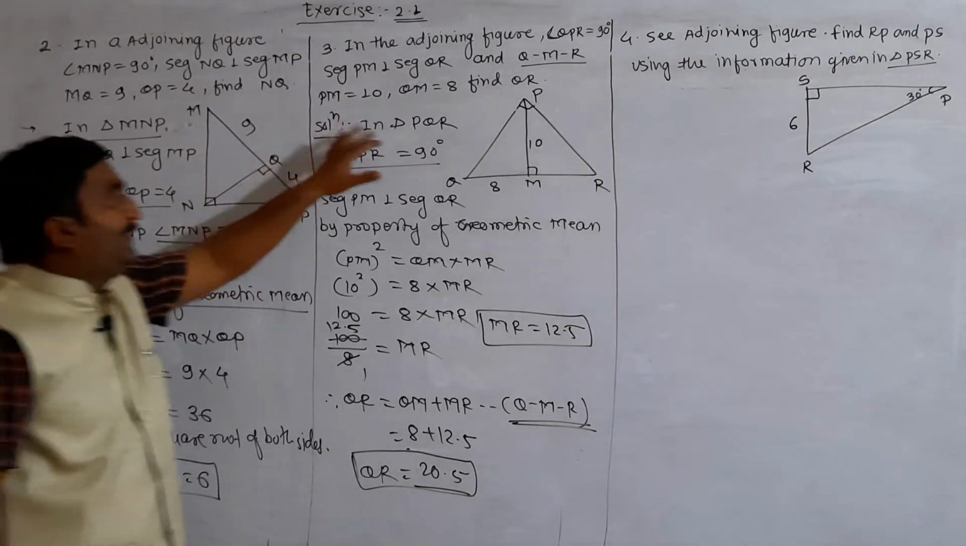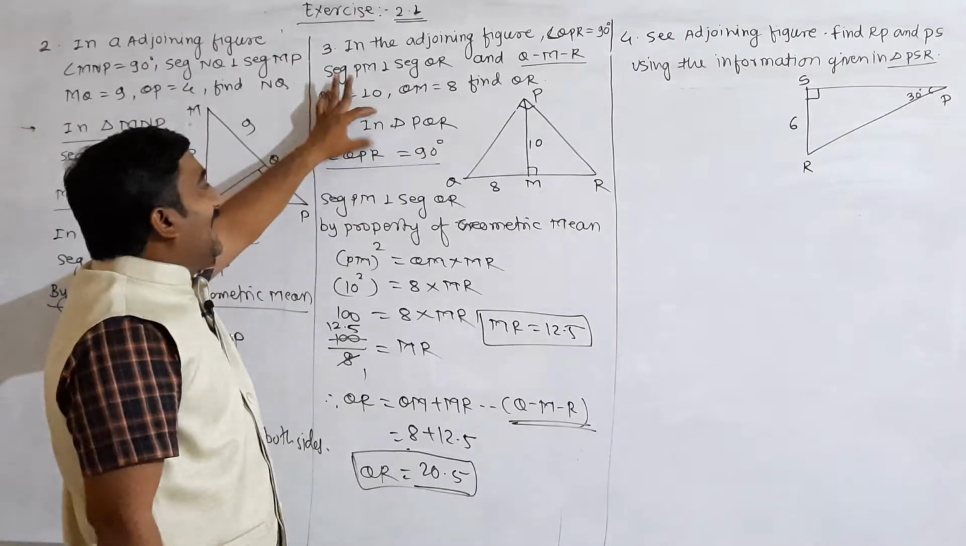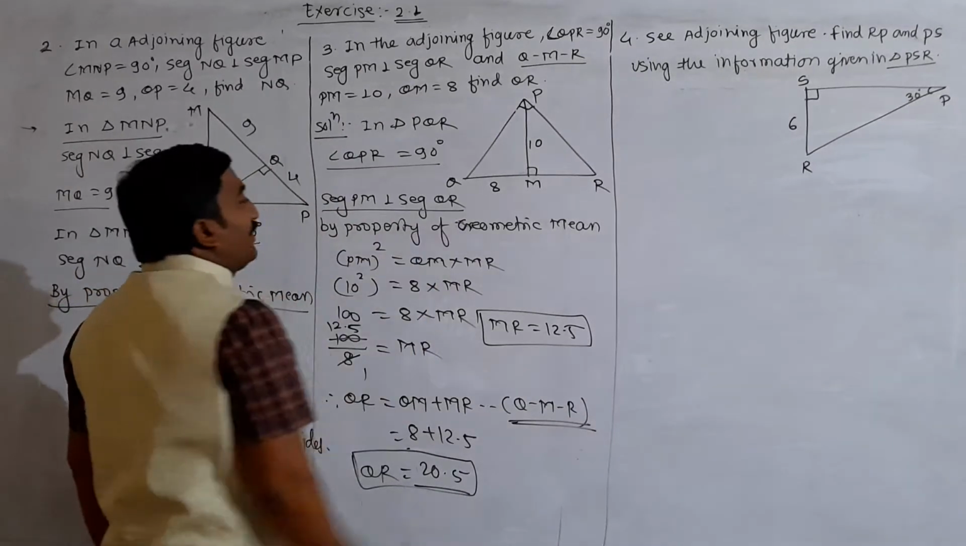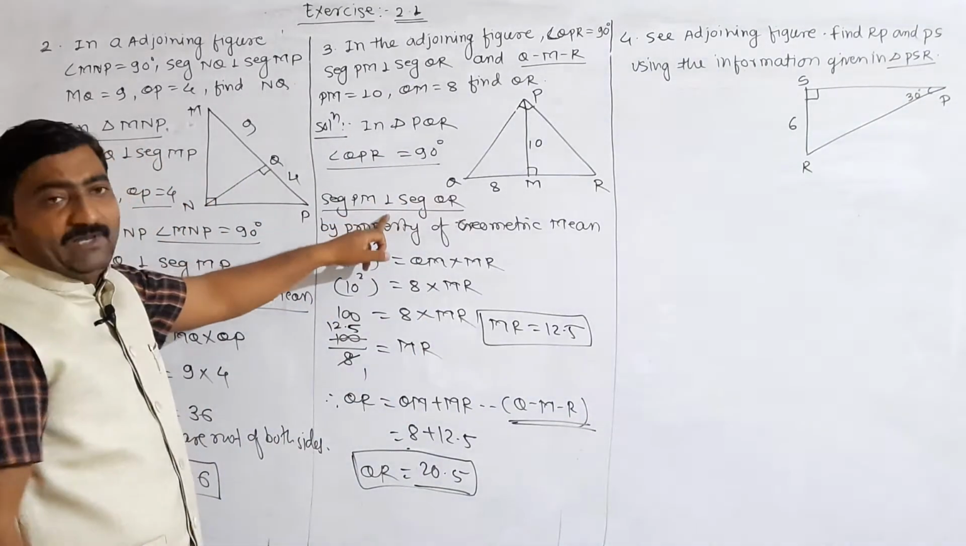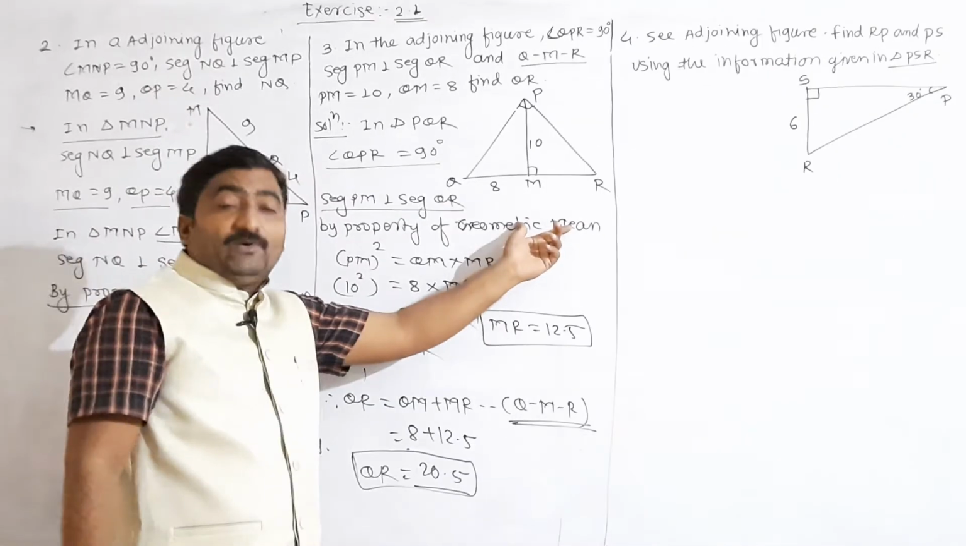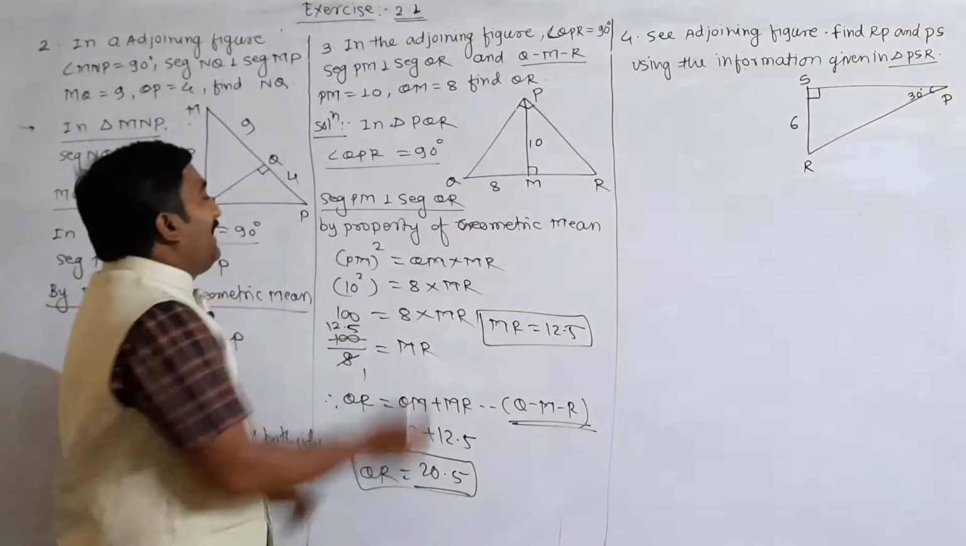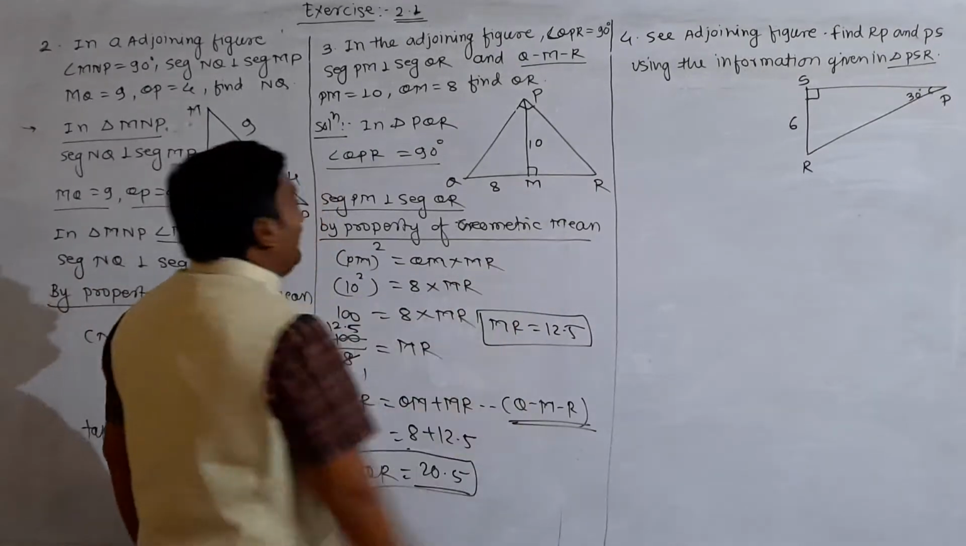In this problem, first write the given triangle is a right angle triangle. Then we have given segment PM is perpendicular to segment QR. QR is a hypotenuse, and the perpendicular is drawn on the hypotenuse. Then by the property of geometric mean, this is very important.